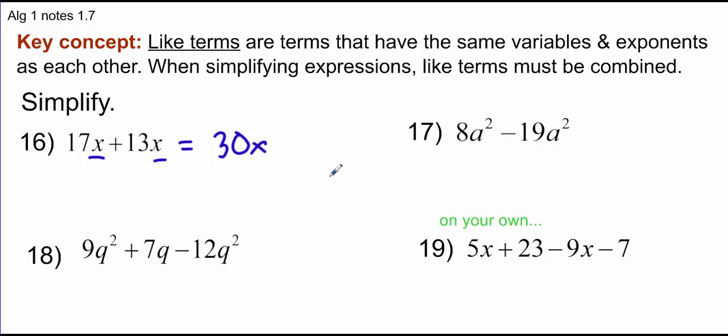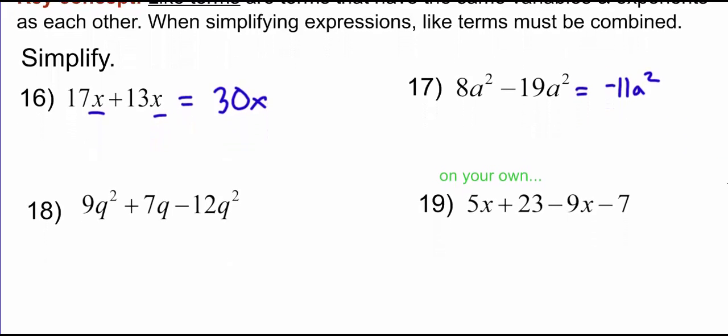Number 17, it's the same concept. Note this time that we have a squared and a squared, so that works for us. We can work with it. We do 8 minus 19. That would give us negative 11, and we still have the a squared hanging out at the end.